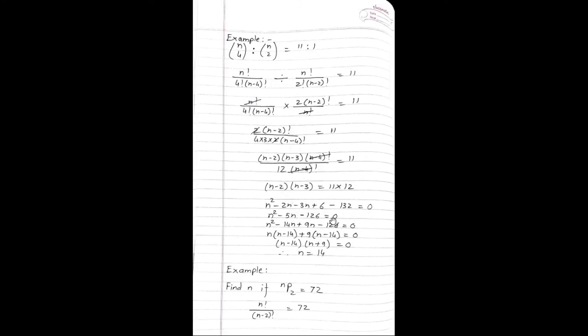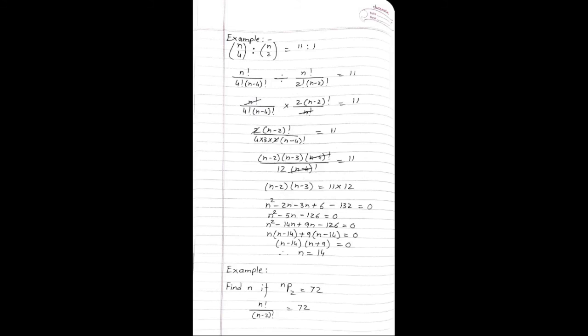So we will search for two numbers whose difference is 5 and whose product is 126. So 14 into 9: the product is 126 and the difference of 14 and 9 is 5. So n into (n minus 14) plus 9 into (n minus 14) is equal to 0. So (n minus 14) and (n plus 9) are the factors of this quadratic equation. So the value of n becomes 14. Next example.